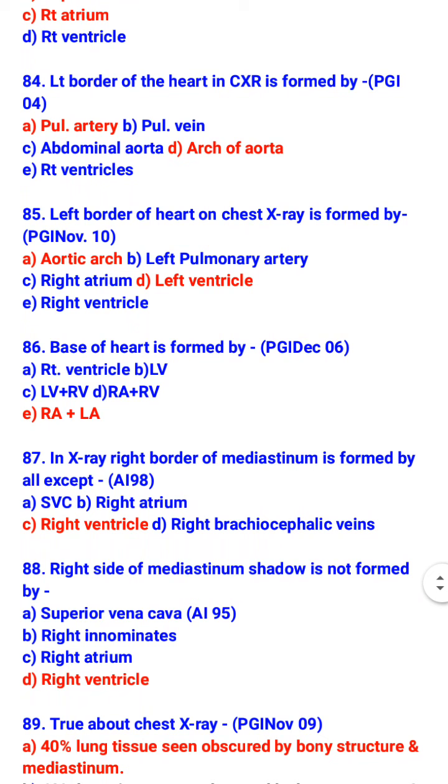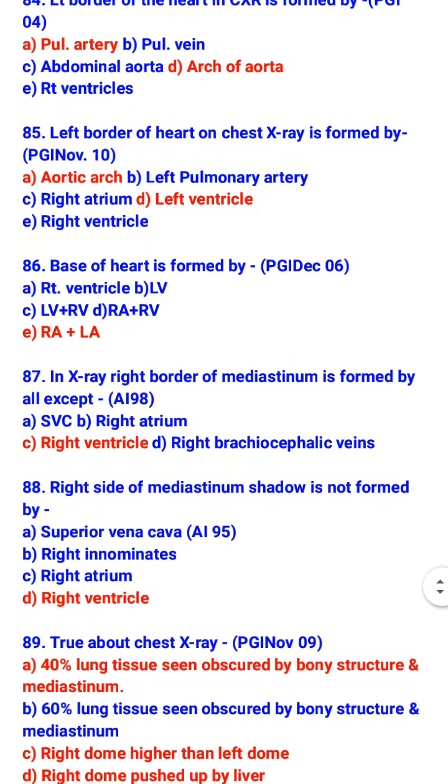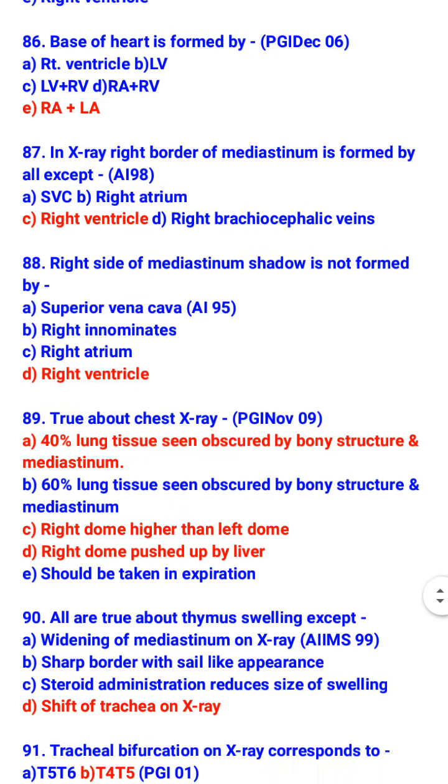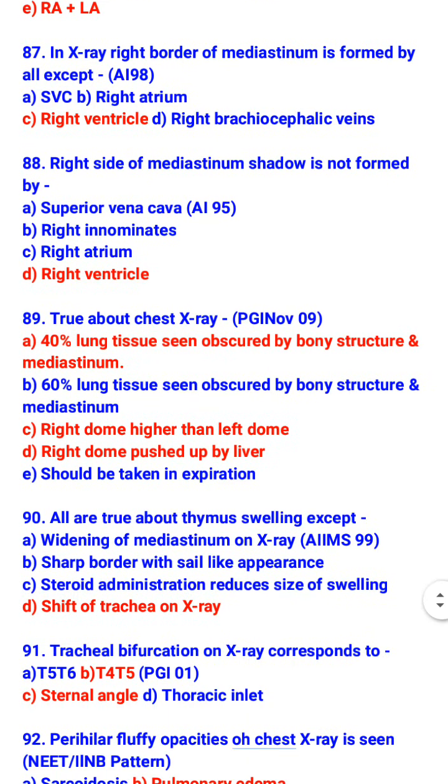Base of heart is formed by both right atrium and left atrium. In X-ray, right border of mediastinum is formed by all except right ventricle. So right border of mediastinum is formed by superior vena cava, right atrium, and right brachiocephalic vein. Right side of mediastinum shadow is not formed by right ventricle, it is formed by superior vena cava, right innominate, and right atrium. What is true about chest X-ray? 40% of lung tissue is seen obscured by bony structure and mediastinum. Right dome is higher than left dome, and right dome is pushed up by the liver.